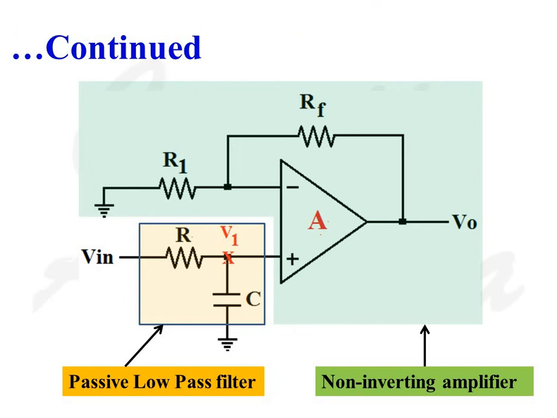This is the circuit diagram of an active low-pass filter. The first block is a passive low-pass filter which consists of resistance and capacitance, and the output of this passive filter is fed to a non-inverting amplifier with resistor RF connected between output and inverting input. Resistor R1 is connected between the inverting input and ground of the operational amplifier.